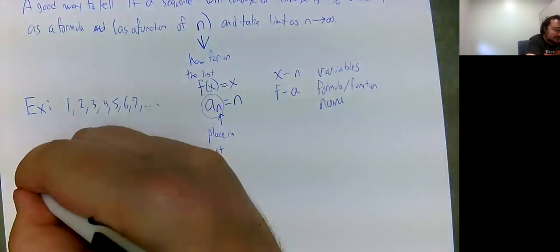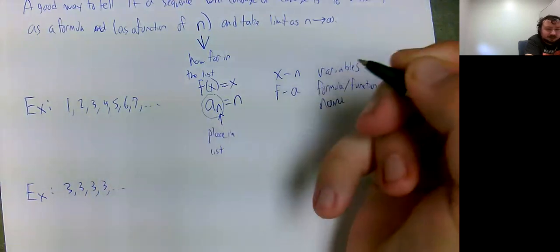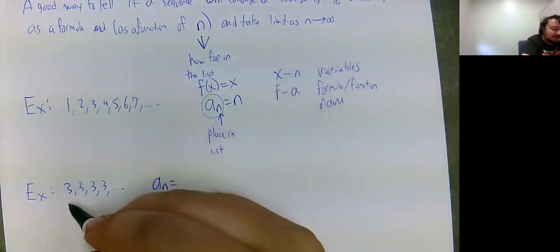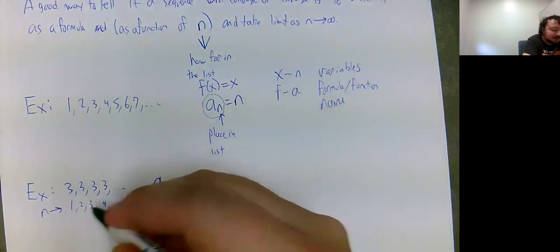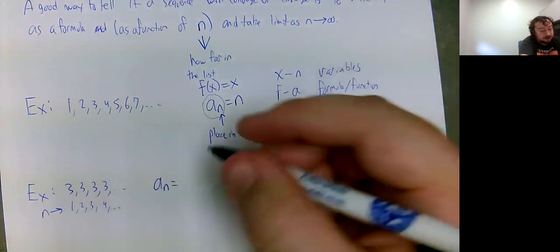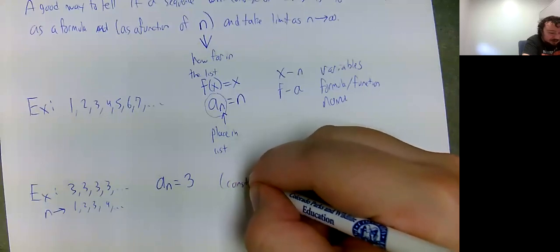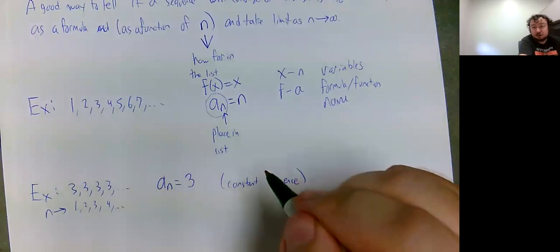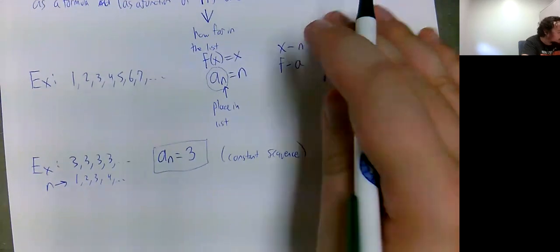All right, let's move to our next example. This is the sequence with all of these 3s that go on forever. Let's see if we can write down a formula for this one. No matter what place we are in the list, the first, the second, the third, the fourth place, our number is always just going to be 3. So a sub n equals 3. This is also called a constant sequence, a sequence that always has the same number no matter where we are in the list. This is a pretty easy formula to come up with.